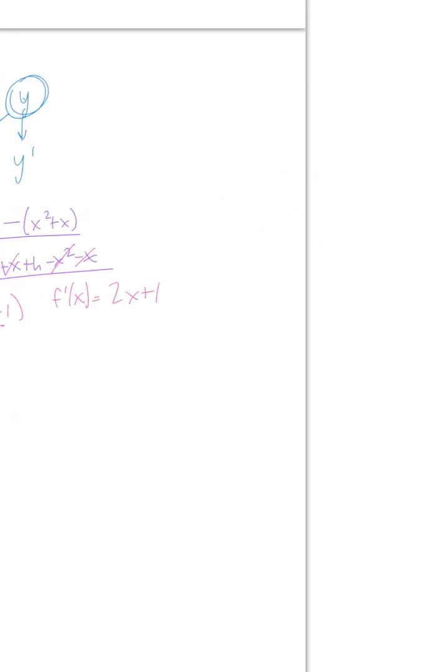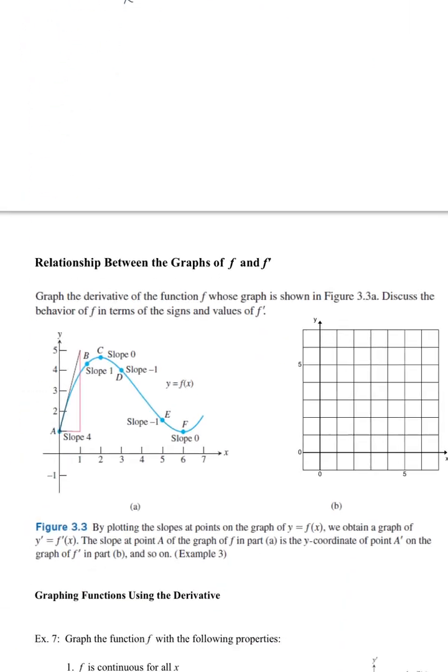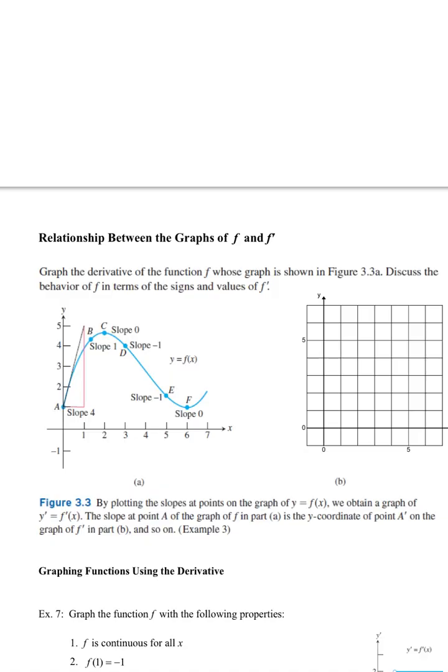Okay, so now, oh, wrong way. Let's try this. I'm going to say this, and you're going to hear me say this over and over again. The derivative helps you find the slope of the tangent line.